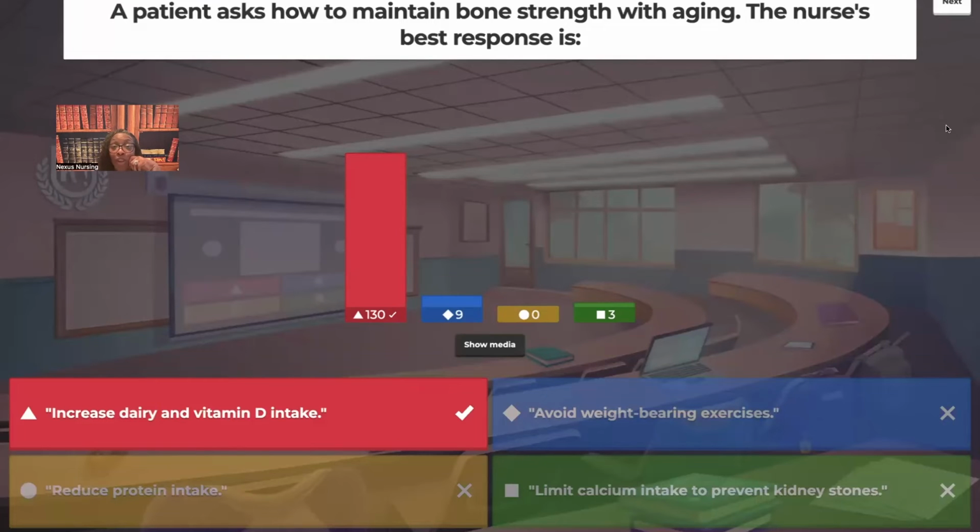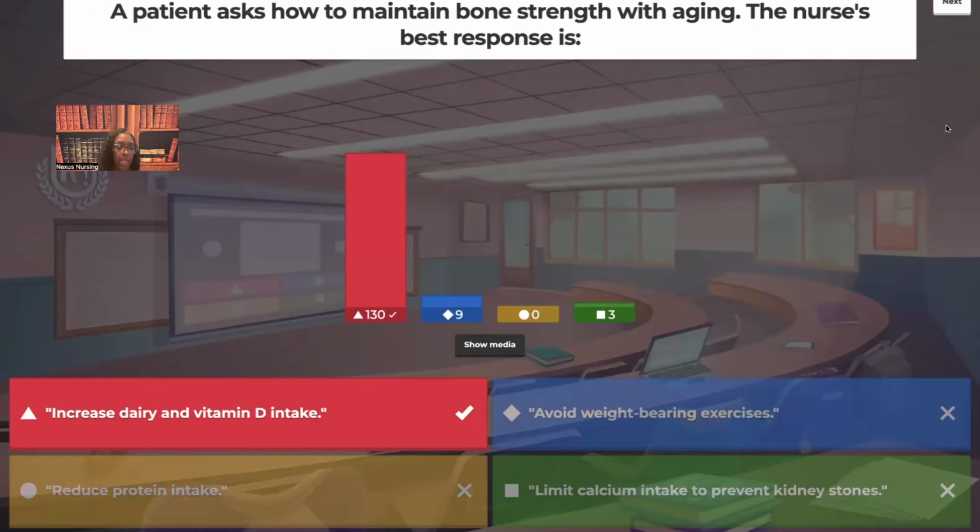Nine people went with avoid weight bearing exercises. No. To strengthen the bones, you want weight bearing exercises. And here's why. Weight bearing exercises force calcium that should have been in your bones in the first place, but the calcium has been hanging out in the bloodstream. When you do weight bearing exercises, such as walking, it forces that calcium that was hanging out in the blood to return back to the bones where it belongs to make the bones stronger. So we want weight bearing exercises.